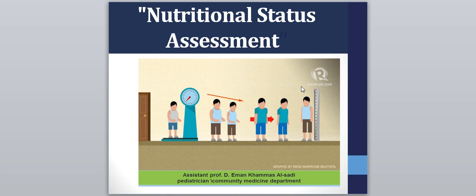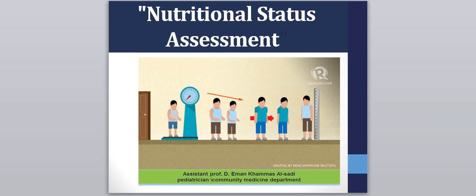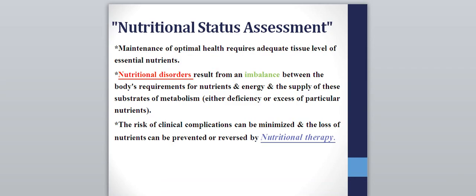Why is it important? Because many diseases occur because of an imbalance between the nutritional state and the requirements of the patient, whether it is arranged with a normal body requirement or supply, or it is deficient. So, as we said, an imbalance between the requirement and the supply of nutrients and substrates of metabolism results in a nutritional disorder. So the risk of complications can be minimized, and the loss even prevented, preserved, or reversed by nutritional therapy.